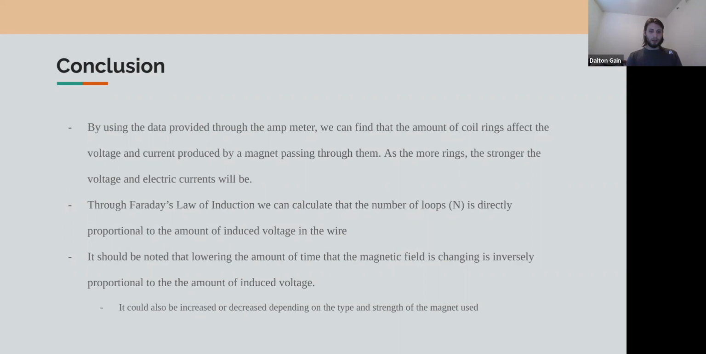It should be noted that lowering the amount of time that the magnetic field is changing is inversely proportional to the amount of induced voltage, and it can also be increased or decreased depending on the strength of the magnet used.